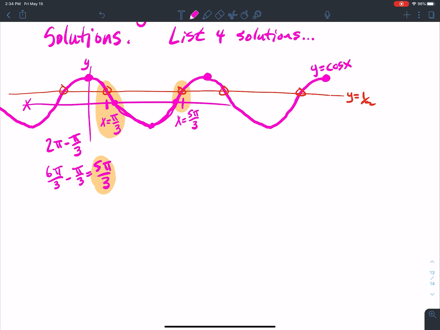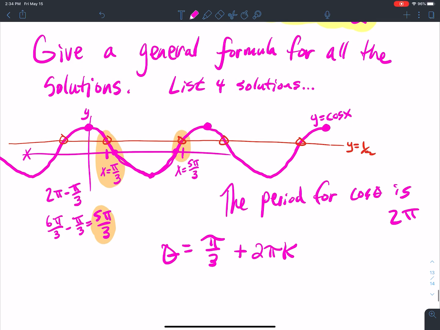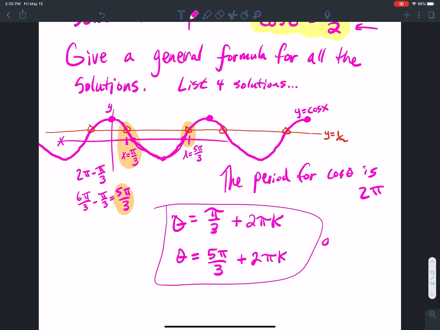Now, how long is the period? The period for cosine theta is 2 pi. So if theta equals pi over 3 is a solution to this equation, then the general solution would be to just add 2 pi multiples to that. Same here for 5 pi over 3 being another solution. If I add 2 pi k, I get all the solutions. So this is the general formula.